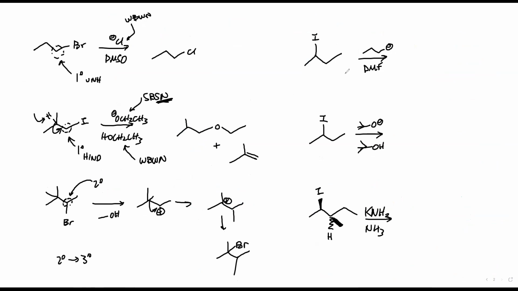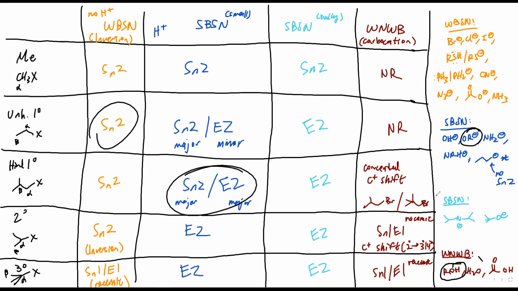So cool. All right, look at this one here. What kind of center do we have here? It's going to be secondary. And then this is a C minus. So where do we see C minus on here? We're secondary. Yeah, it's going to be strongly basic. So secondary, strongly basic, that's an E2 reaction.